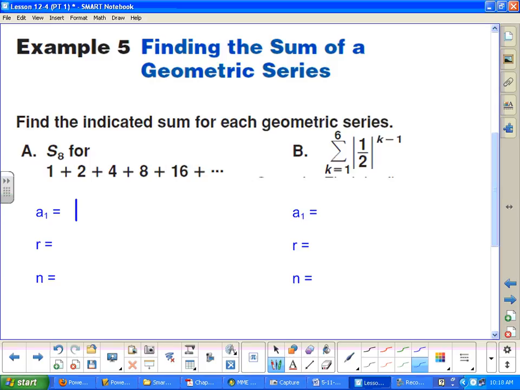R, the common ratio. What do we do to get from one term to the next term in the series? We're multiplying by 2, right? All we have to do is do a little division to find R. R is 2 divided by 1, or R is 16 divided by 8. You can take any two consecutive terms, divide them, and that tells you the value of R. And n in this case is what? 8, because we want to find this s sub 8, so n is 8.